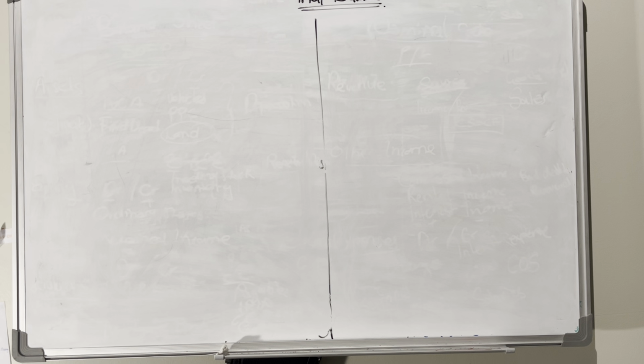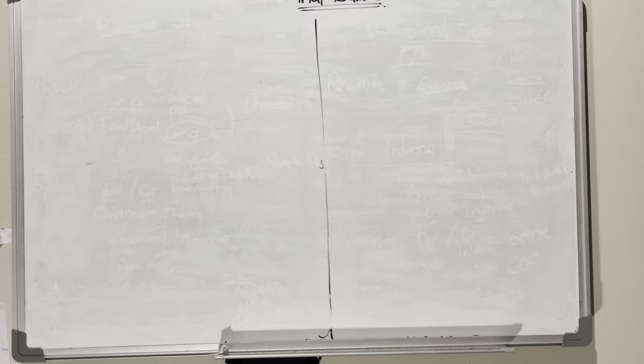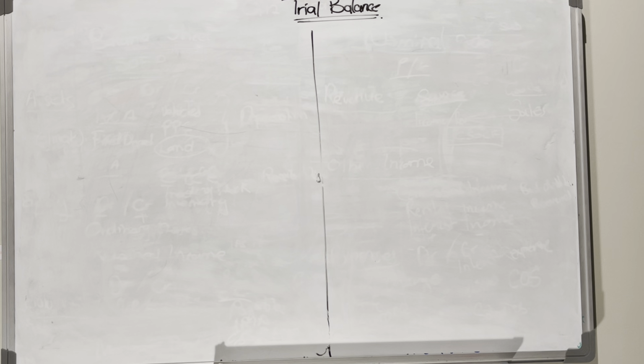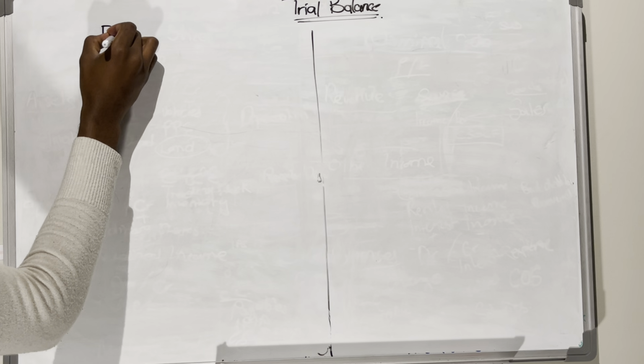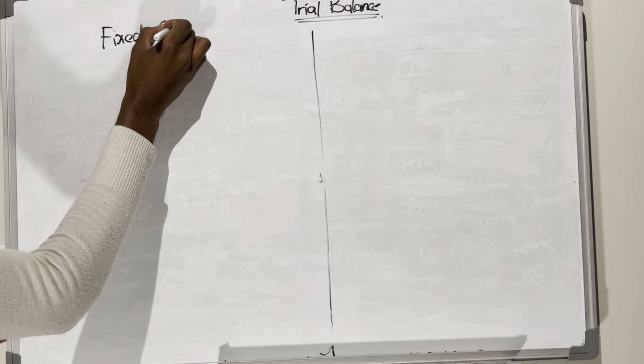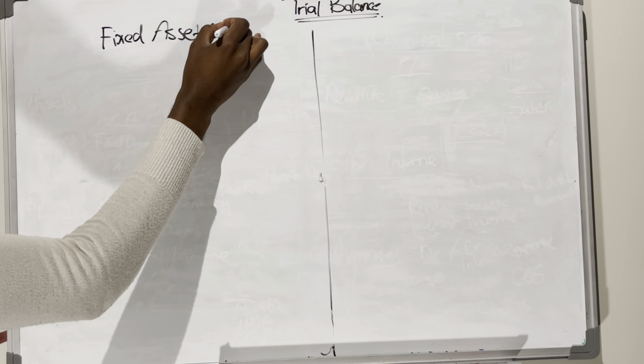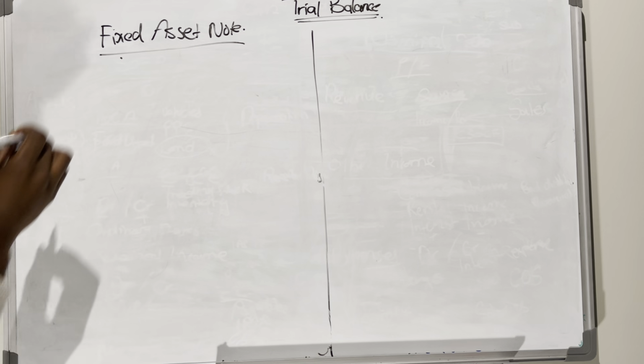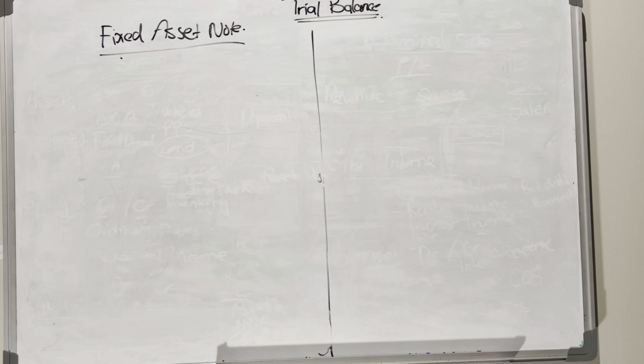So, for today, we're going to look at some notes that are very troublesome for most learners, that they find mostly challenging. And firstly, we are going to look at the tangible or the fixed asset note. I'll just call it the fixed asset note. It is mostly troublesome to most accounting students.